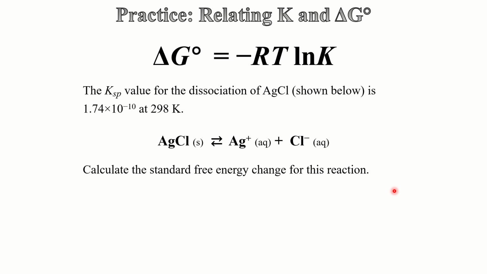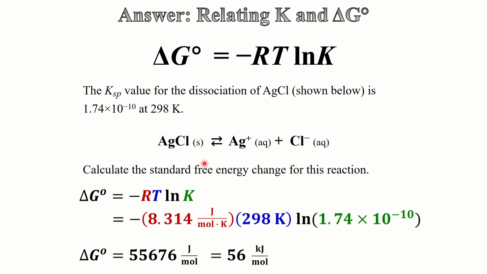All right, let's practice relating K and delta G naught. So delta G naught is equal to negative RT ln K. That's our equation. Here, the problem states the Ksp value for the dissociation of silver chloride is 1.74 times 10 to the negative 10th at 298 Kelvin. Calculate the standard free energy change for this reaction. All right, well, let's go ahead and work this one out.